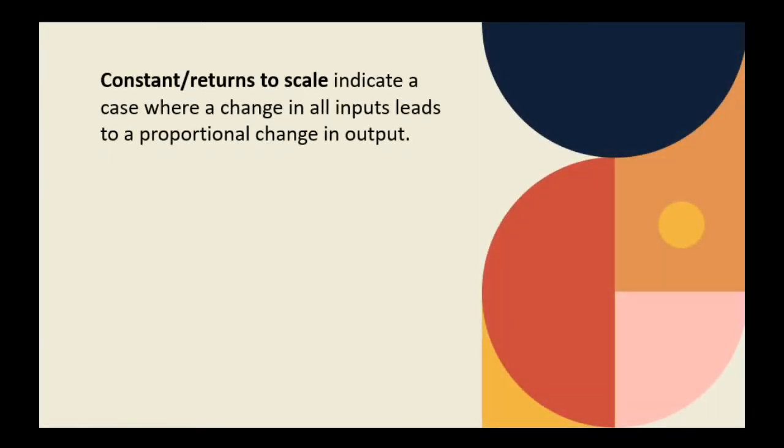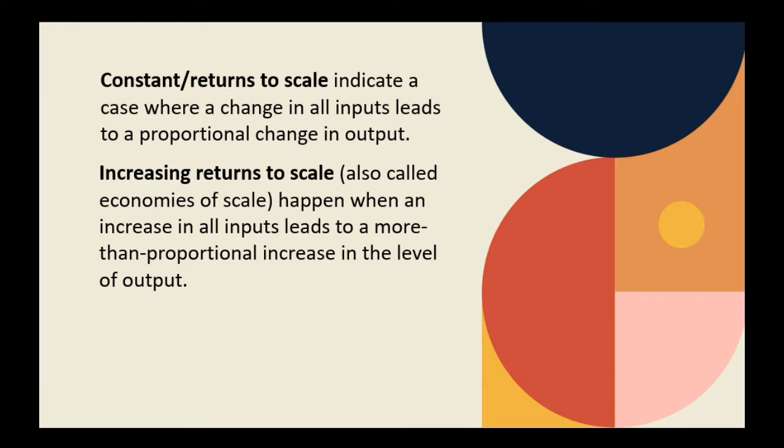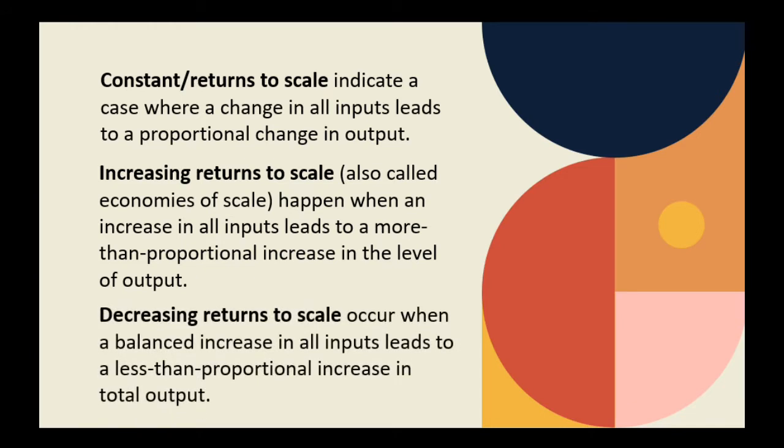First, constant returns to scale, which indicate a case where a change in all inputs leads to a proportional change in output. Second, increasing returns to scale, also called economies of scale. It happens when an increase in all inputs leads to a more than proportional increase in the level of output. And the last one, decreasing returns to scale. It occurs when a balanced increase in all inputs leads to a less than proportional increase in total output.